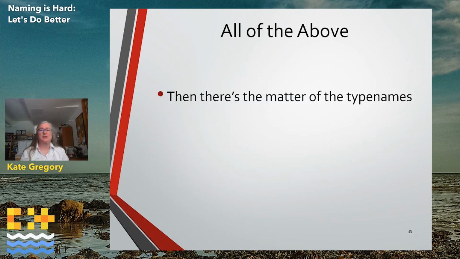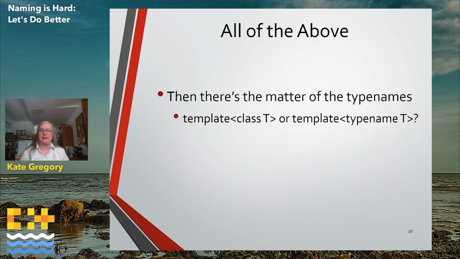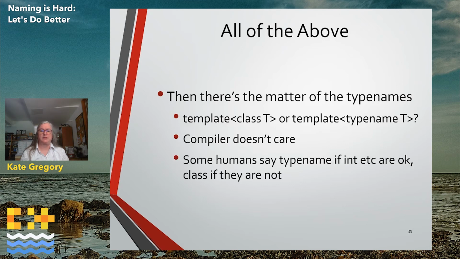But there's the matter of the type name. Do you first of all say template class T or template typename T? From C++17 onwards, there is no circumstance under which the compiler cares. Before that, it was only for template template parameters. I know people who say, I'll use typename if it'll work with fundamental types, otherwise I'll use class. Okay, I mean, you're not wrong. I tend to use class because it's less letters for me to press on the keyboard.